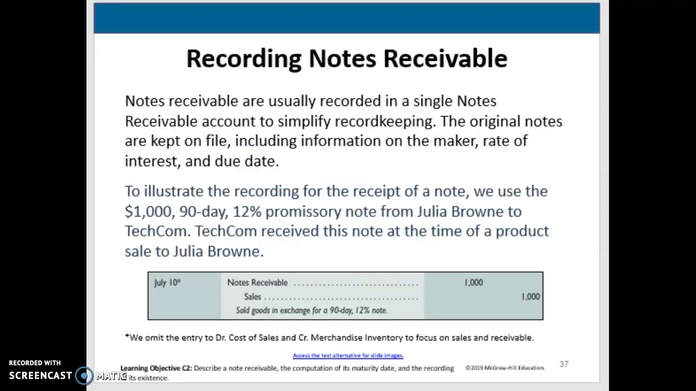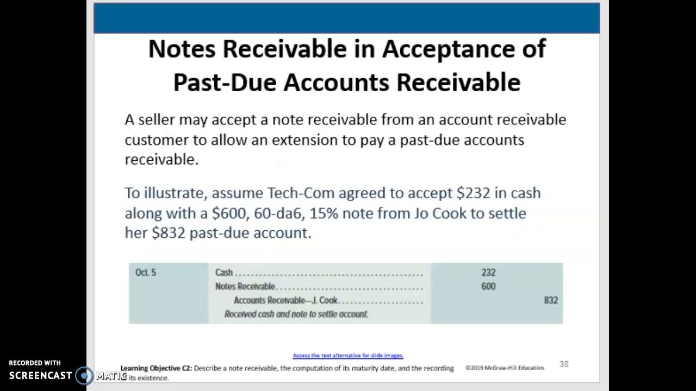All right. Now when we're looking at how do we record notes receivable, before it's treated the same way as accounts receivable. So we're going to be debiting that notes receivable, crediting our sales. The note was for $1,000, so we're going to debit notes receivable, credit sales. When it's time to collect it, then we will be debiting cash and crediting that notes receivable.